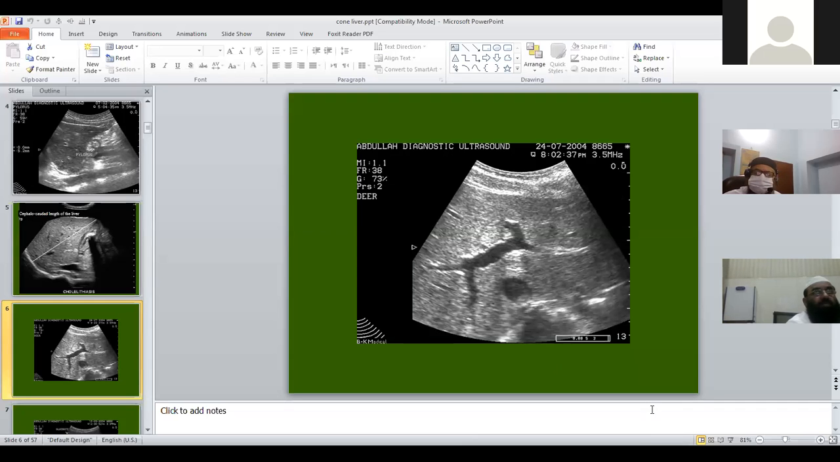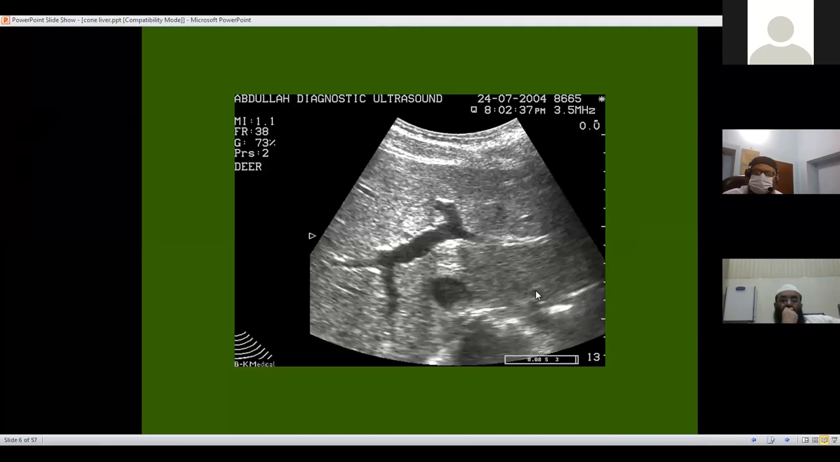Liver on ultrasound is always convenient because it is lying right adjacent to the chest wall and in the epigastrium right adjacent to the probe, to the anterior abdominal wall, it is adjacent and the probe is lying on top.